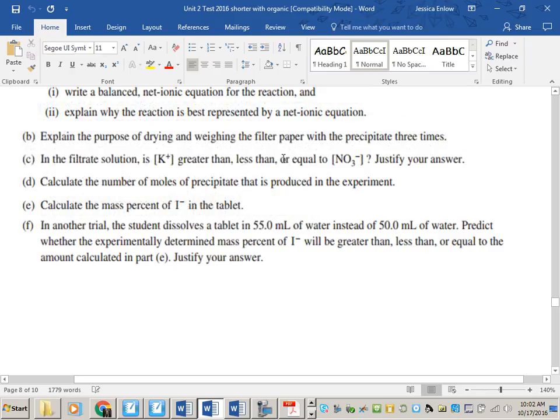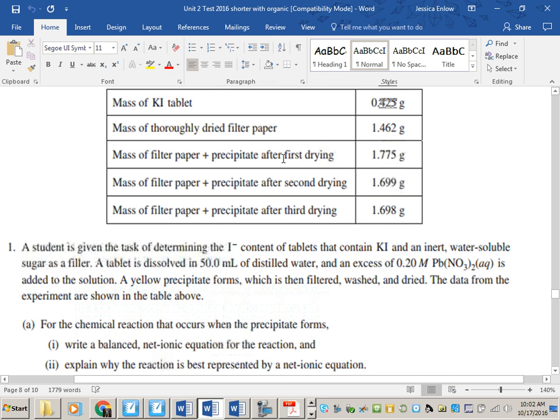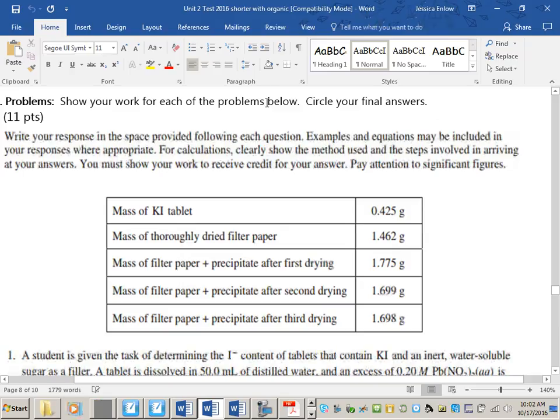Second, explain the purpose of drying paper. So why would an AP question specify drying paper in a data-based question with a big data table, knowing that in the end it's calculating something about the precipitate? Why are we drying this?